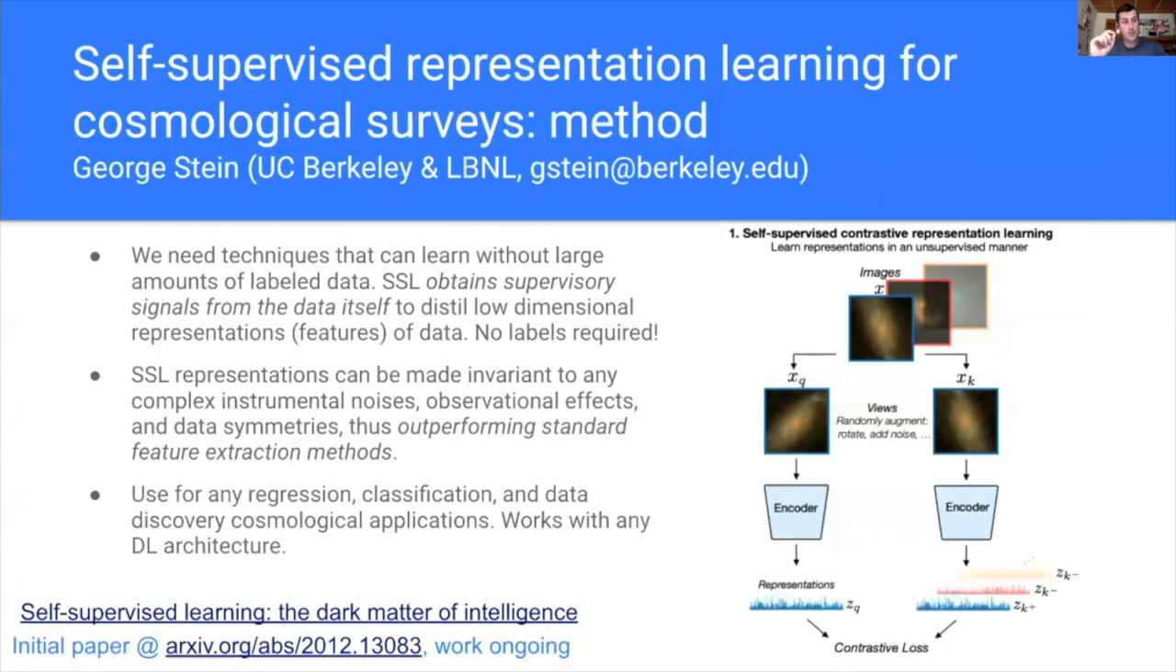We're trying to learn representations that are invariant to any complex instrumental noise you want to throw at it, observational effects, and data symmetries: rotations, jitters, crops, all of these things.